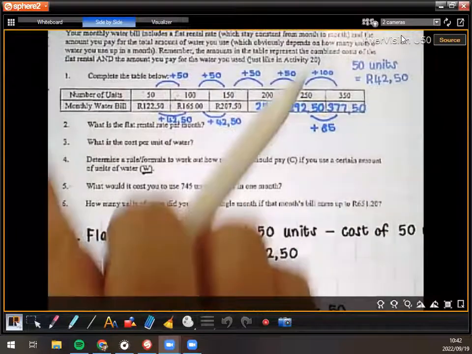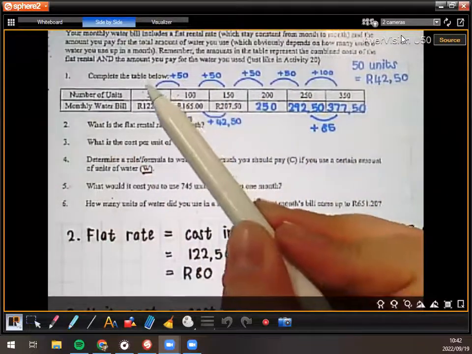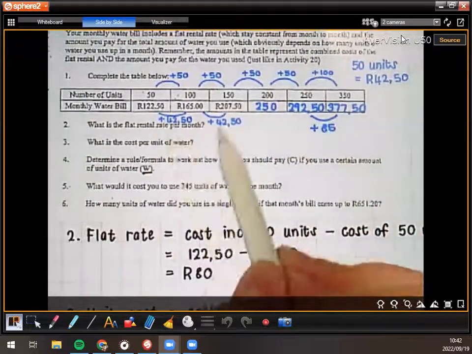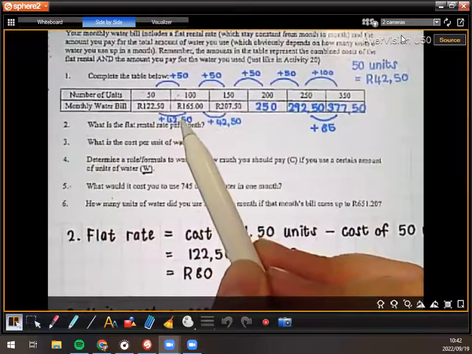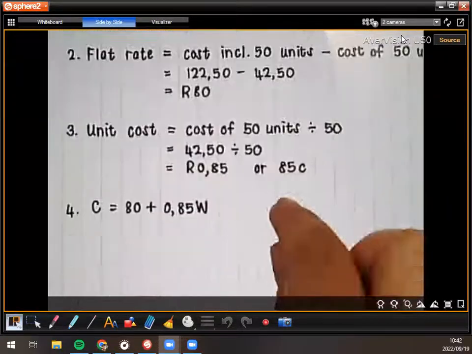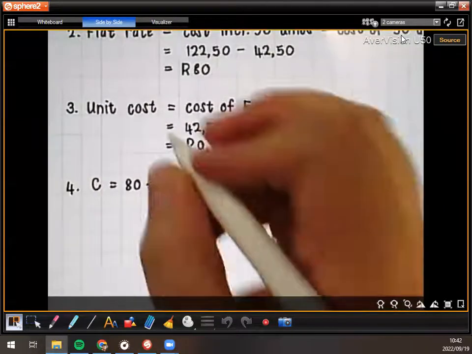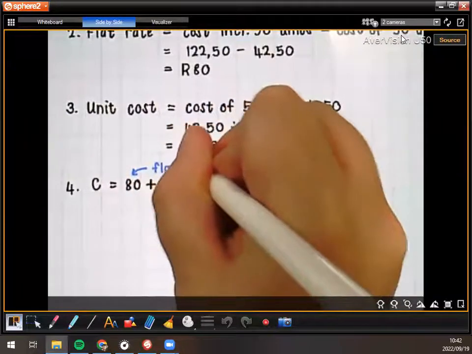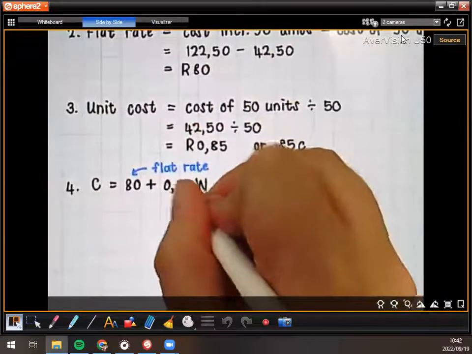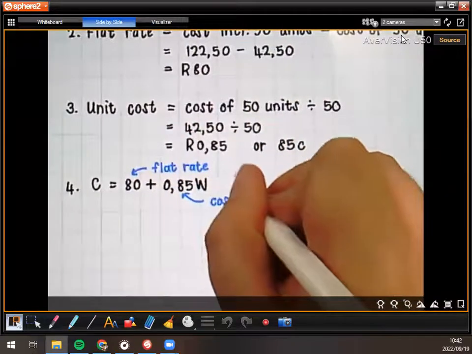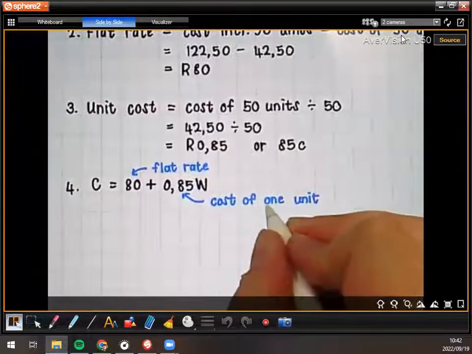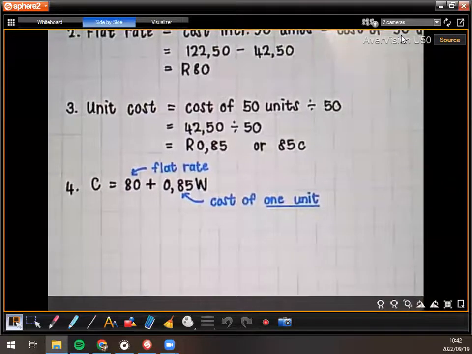Okay. So unfortunately, with these types of questions where they've given you the cost of 50 units each time, not the cost of 1 unit, you can't take this constant difference here and put it in your rule. You have to take the cost per unit. So I'm just going to add here how we get this. This is the flat rate. And this 0.85 was the cost of 1 unit. Very important, guys. You have to use the cost of 1 unit in your rule. You can't use the 42 Rand 50.